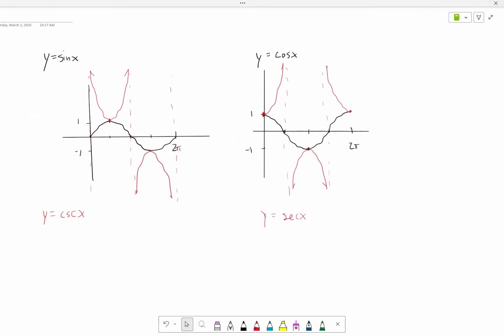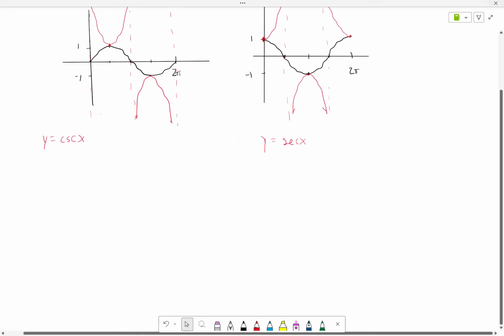What shall we do next? Okay, tangent, cotangent, good idea. Let's do that one. I like a miscellaneous question.